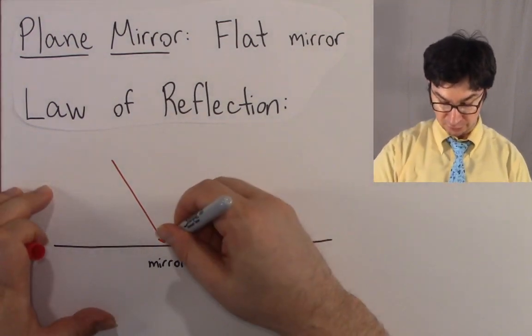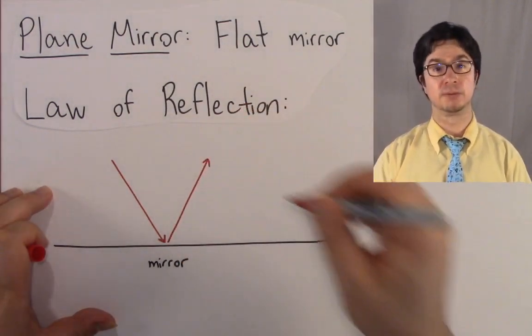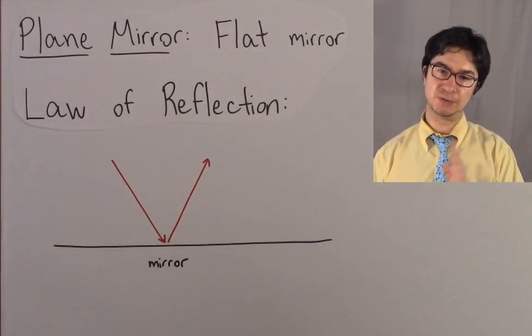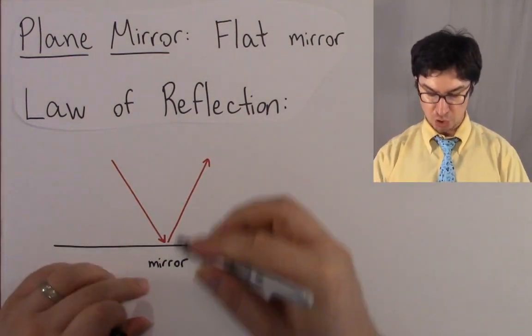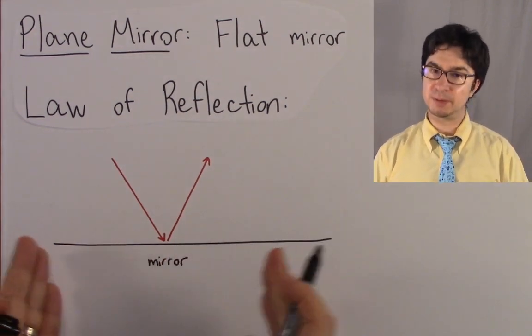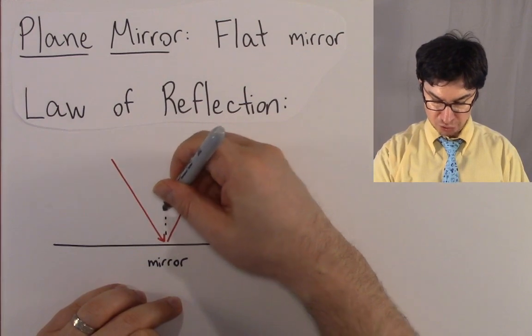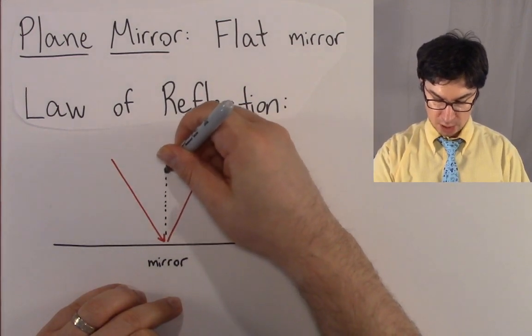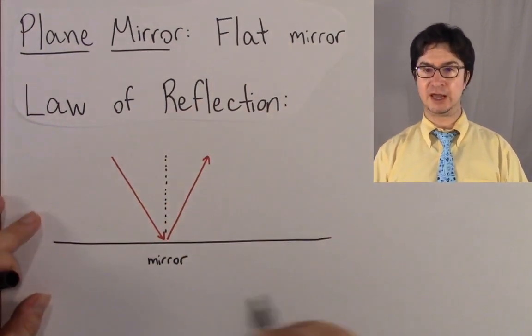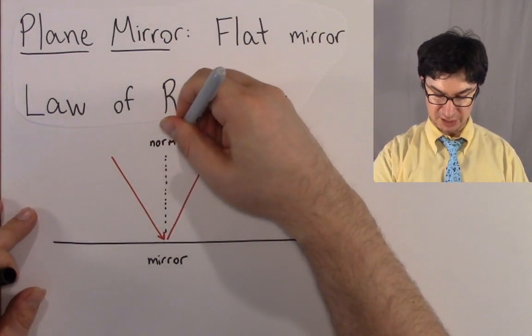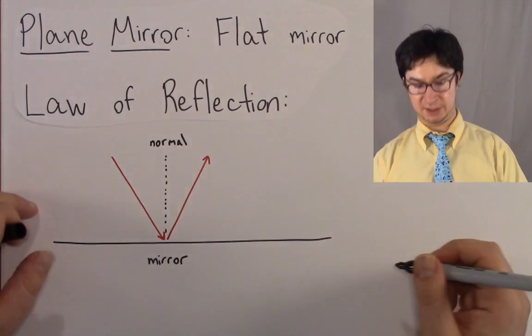Well, if you predicted that it's going to reflect at exactly the same angle, you'd be 100% right. Now, the way that we think about this is we imagine an imaginary dotted line called the normal. The normal is perpendicular to the plane of the mirror. So I'm going to draw a dotted line perpendicular to the plane of the mirror, and I call that the normal. And remember, in physics and math, the word normal means perpendicular.